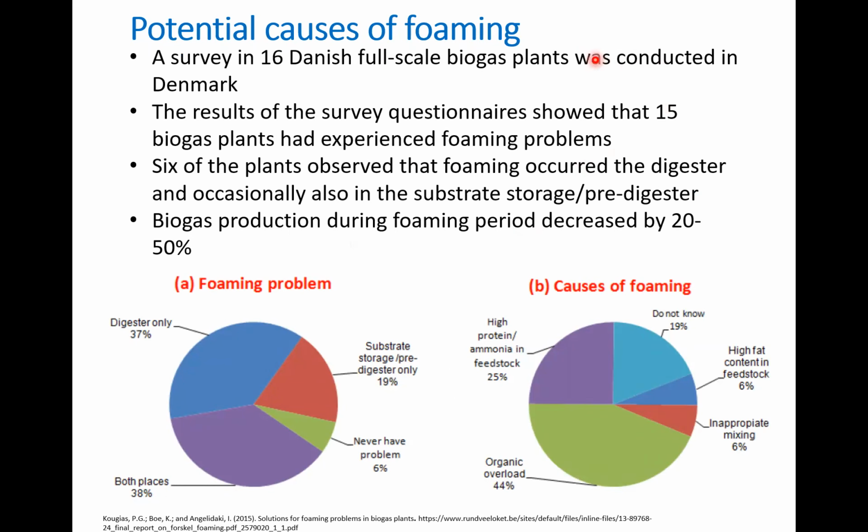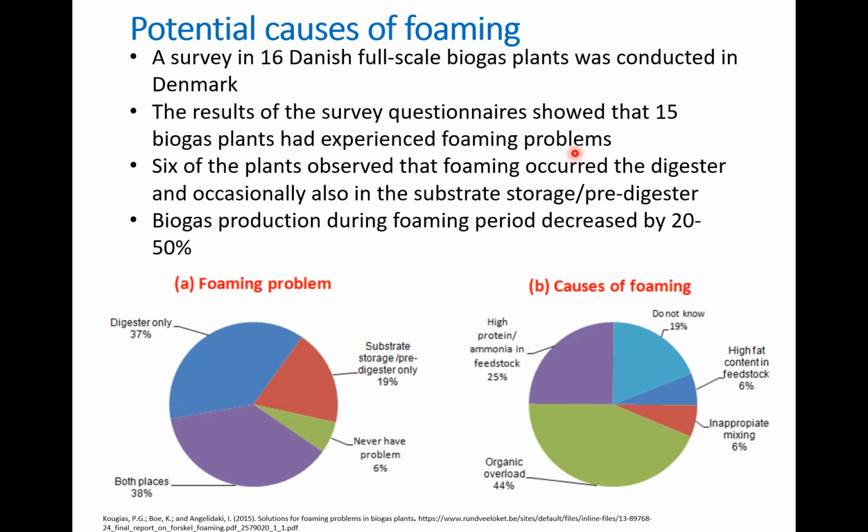In a study on the potential causes of foaming, a survey was conducted in Denmark of 16 full-scale digester plants, and the result showed that 15 of the biogas plants had experienced foaming problems. So this is a very significant number of digesters with this problem. Six of the plants observed that foaming also occurred in the pre-digester, basically during the storage of substrate. If you have liquid types of substances or feedstock, you may also have this kind of foaming.